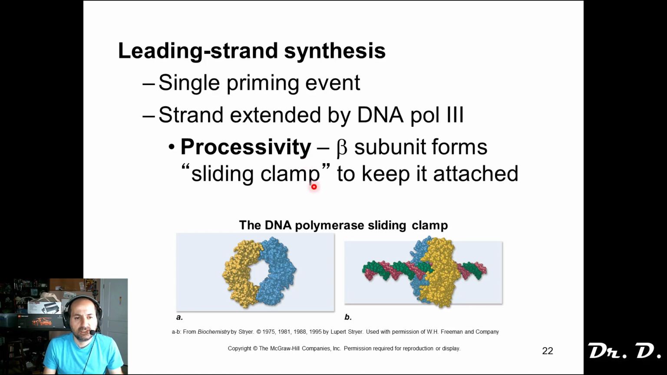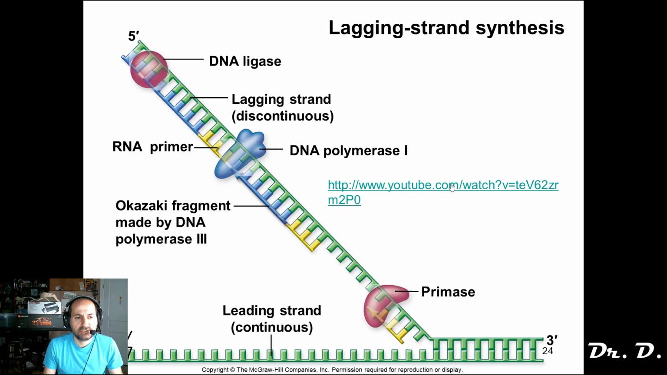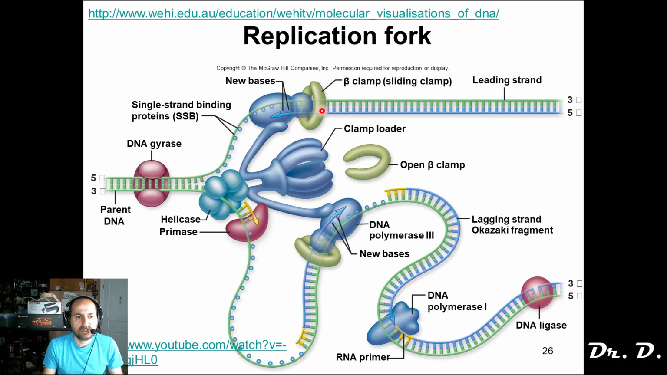What does that mean? They keep it attached. Look, so long as there's a beta clamp next to DNA polymerase 3, DNA polymerase 3 remains attached to the DNA, and it continues to do its job. You see here's a beta clamp next to this DNA polymerase 3. DNA polymerase 3 can do its job, copying the DNA into complementary DNA strand.